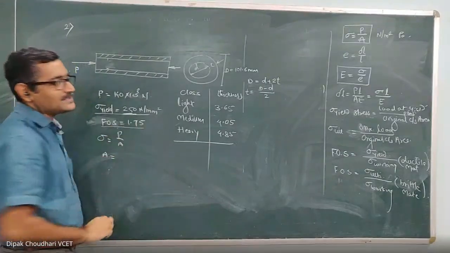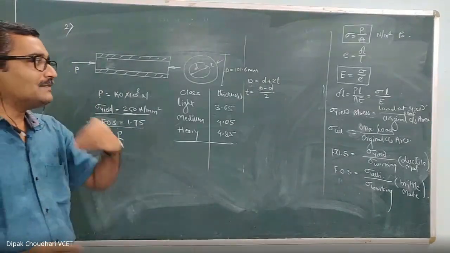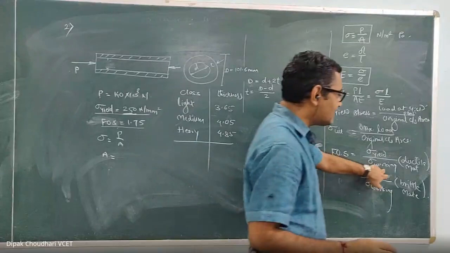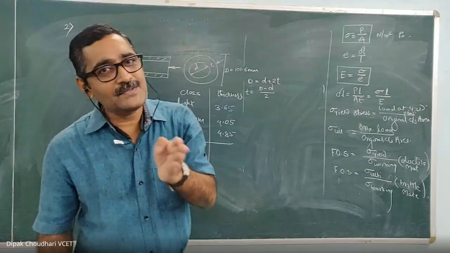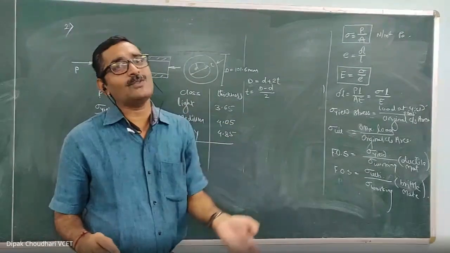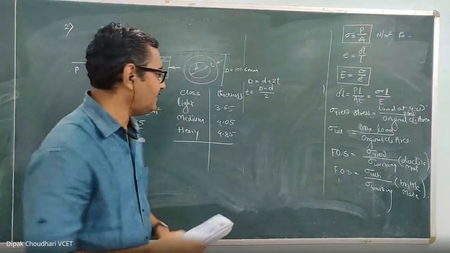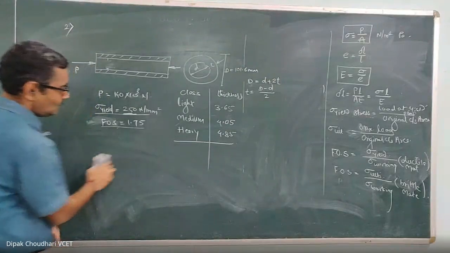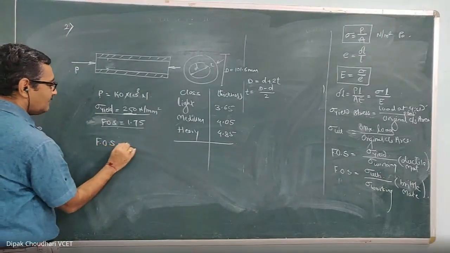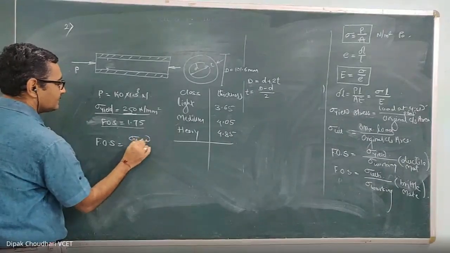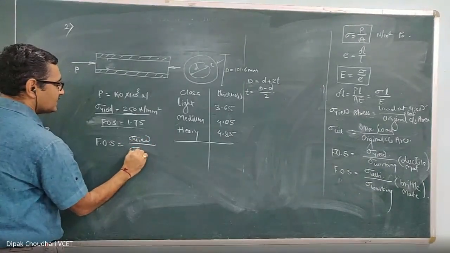So factor of safety is given. With the help of that factor of safety, we will calculate the working stress or the safe stress. And by using that safe stress, we are going to calculate the safe thickness or safe dimension. Here we know that the factor of safety equals yield stress upon safe stress.